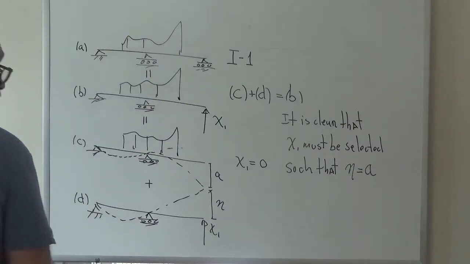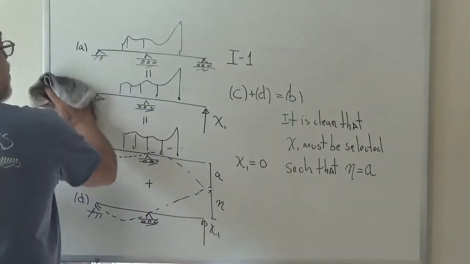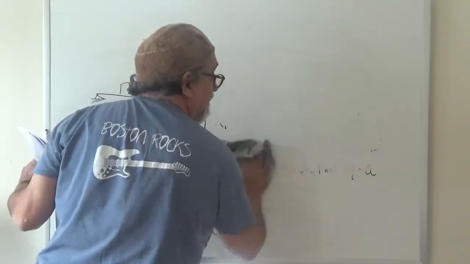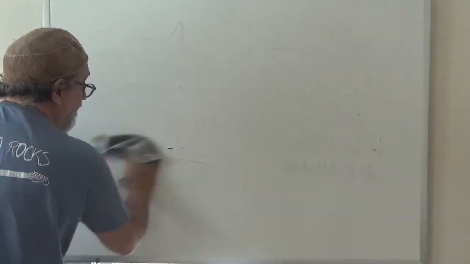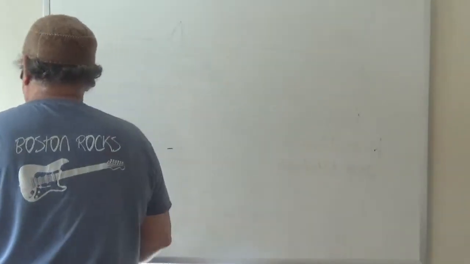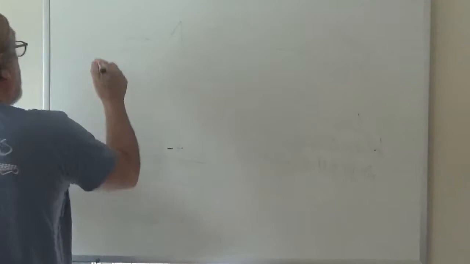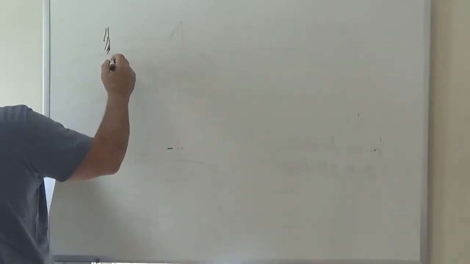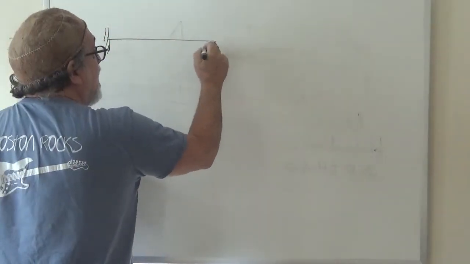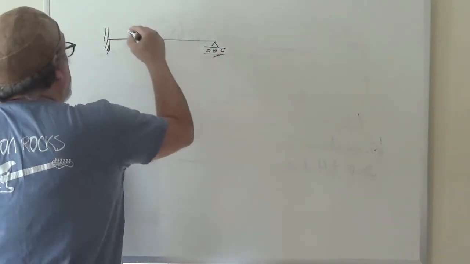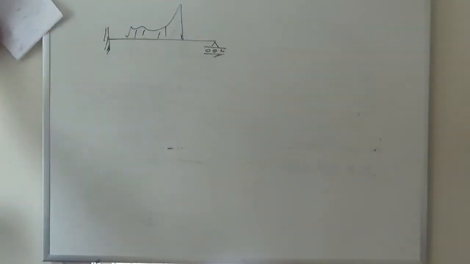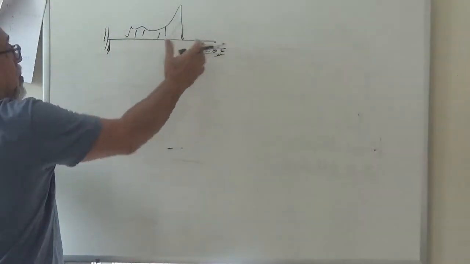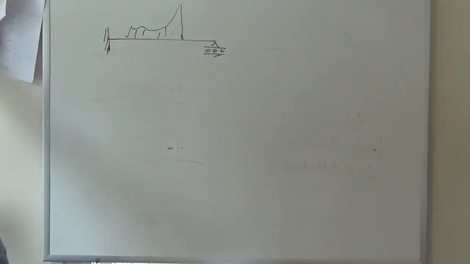Let's take a look at another one and sort of press the point. Let's say that we consider now a beam that is fixed on this side and has a roller on the end. And again, it has some loads. Once again, we look at it and we say, okay, if we didn't have this reaction, that would just be a cantilever.